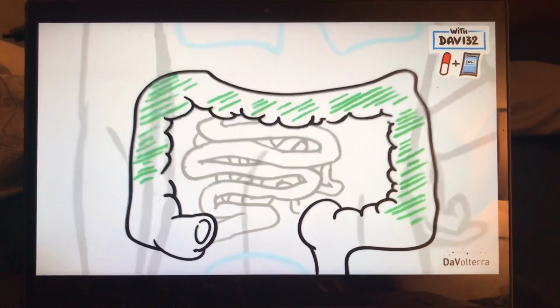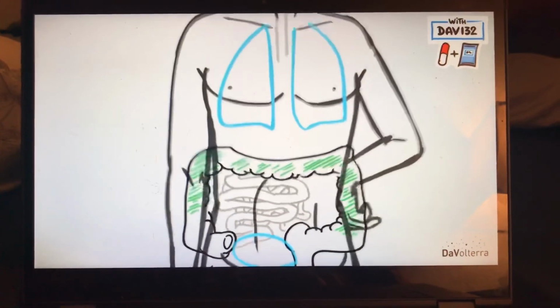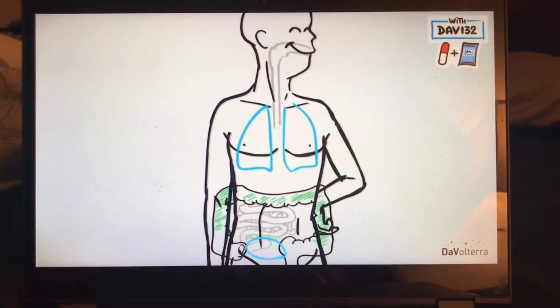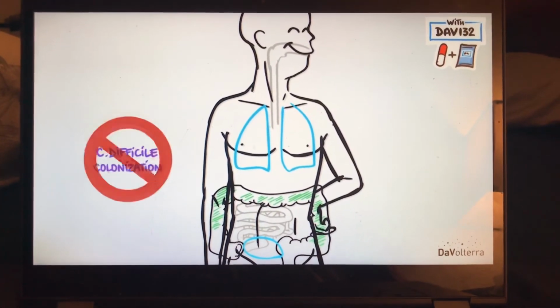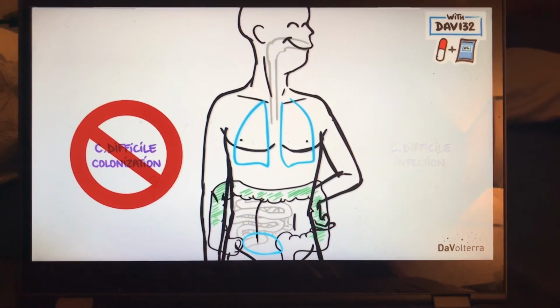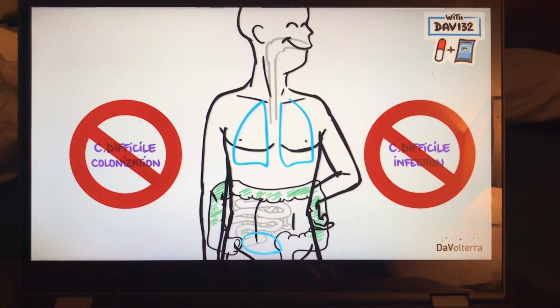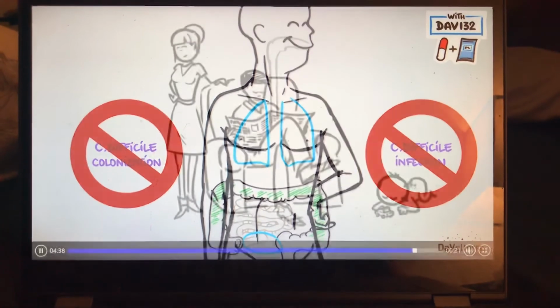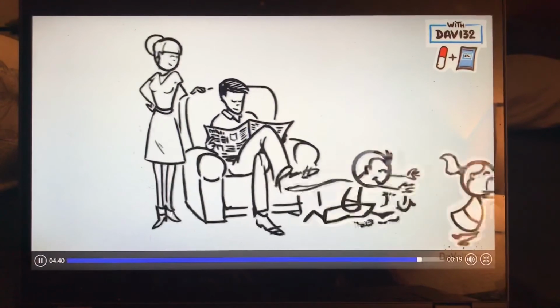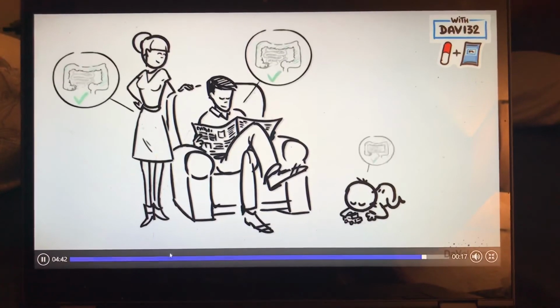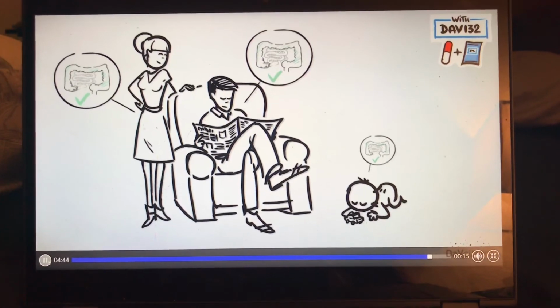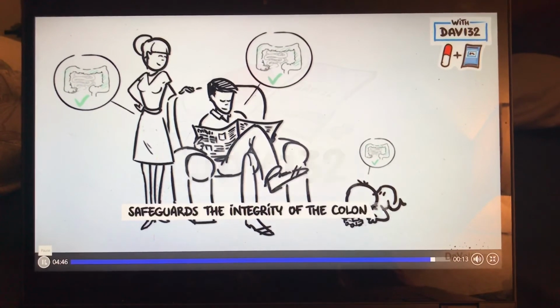The beneficial flora is protected, and C. difficile and other opportunist pathogens cannot colonize and develop. Clostridium difficile infections are prevented. DAV132 prevents the occurrence of Clostridium difficile infections by safeguarding the integrity of the colonic flora. DAV132 safeguards the integrity of the colonic flora.